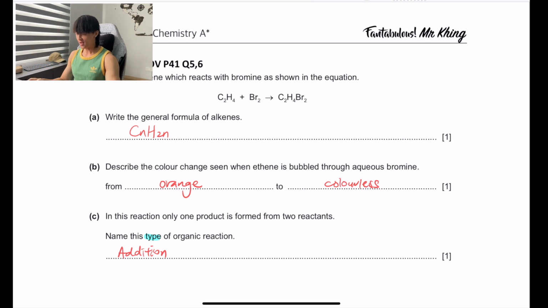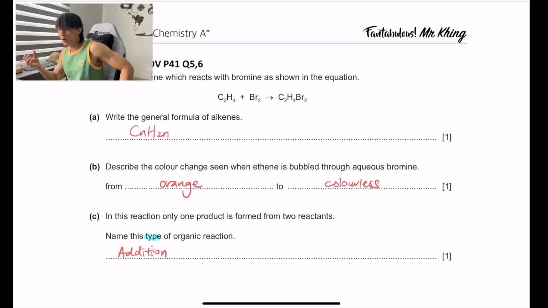Alright, let's go into these topical exam questions on organic chem. First, what is the general formula of alkene? CnH2n, that's it. And next, what will be the color change when alkene is bubbled through bromine?